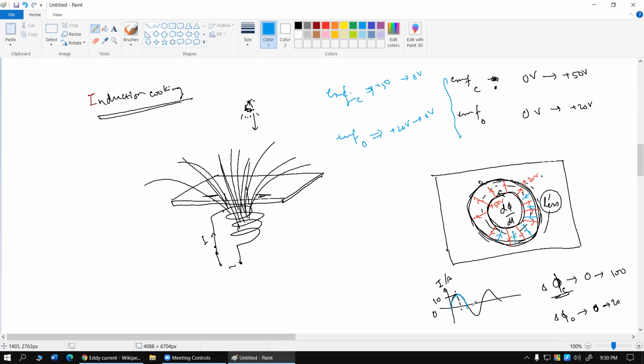In the opposite cycle, when the current is going to start to increase in the opposite direction, let's say this is the scenario. So this is the opposite half cycle, so negative current. For that scenario, let's say the EMF at the center will increase from 0 volt to, let's say, minus 50 volt. And in that case, the EMF on the outside periphery will increase from 0 volt to minus 20 volt.